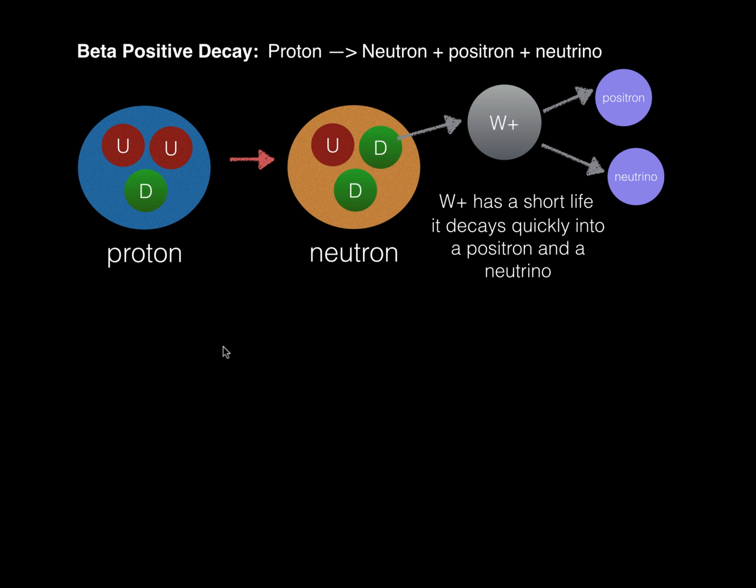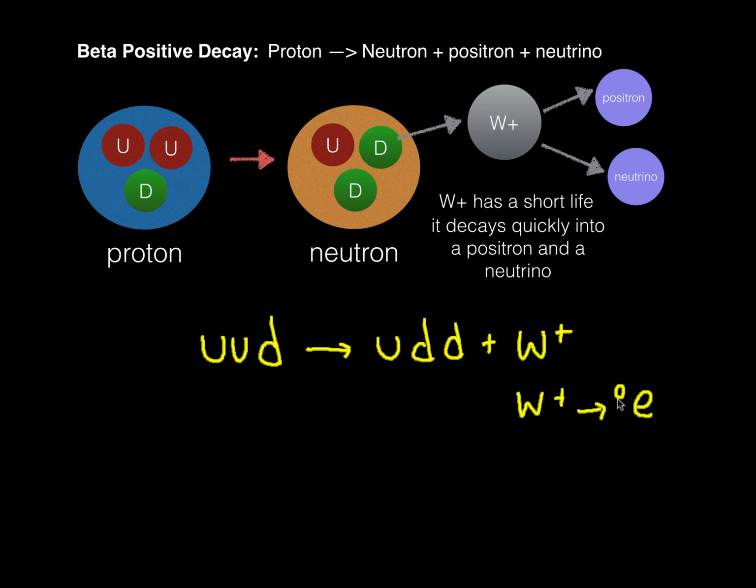Here's the equation we can use to describe beta positive decay. Up, up, down turns into up, down, down plus a W plus particle. W plus decays into a positron and a neutrino. The full process is written as up, up, down yields up, down, down plus a positron plus a neutrino.